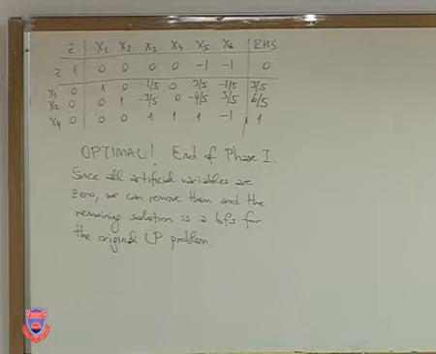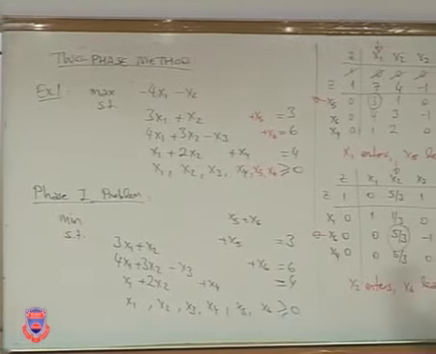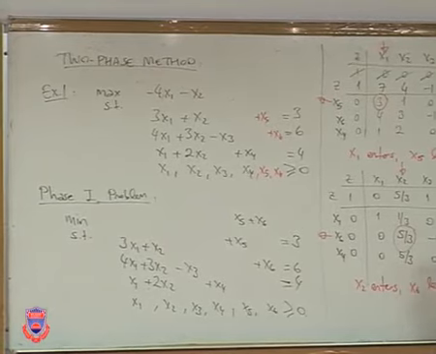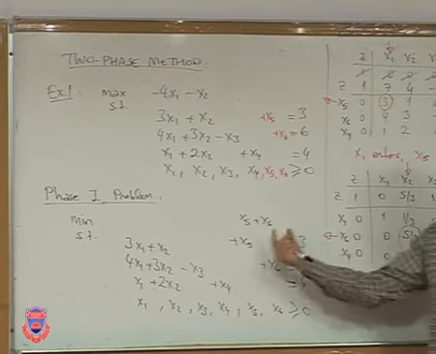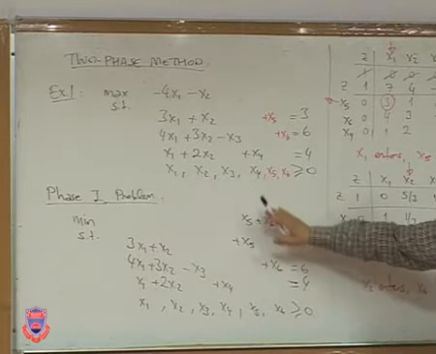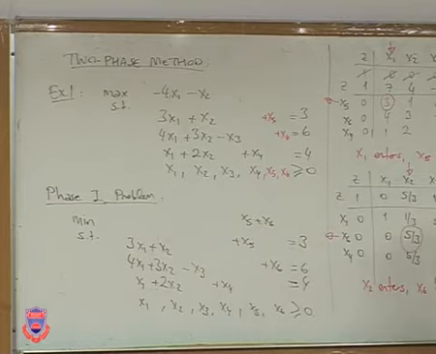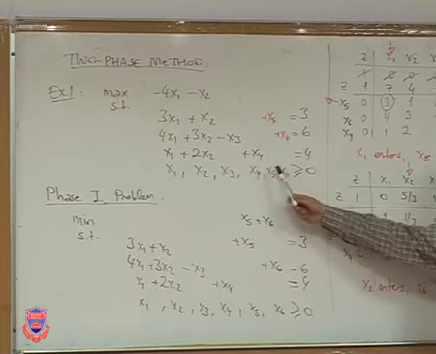As I said before, and I'm going to repeat once more, the whole point of phase 1 is just to decide whether the original problem has a feasible solution or not. And there are two possible outcomes. If the optimal value is 0, just like in this example, then we can simply get rid of all the artificial variables, and the remaining portion that consists of x1, x2, x3, and x4 will be a feasible solution for the original LP problem.